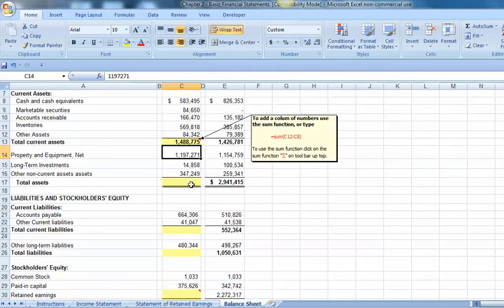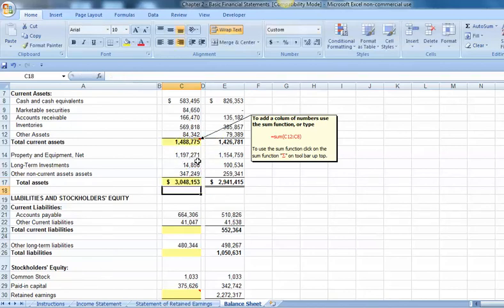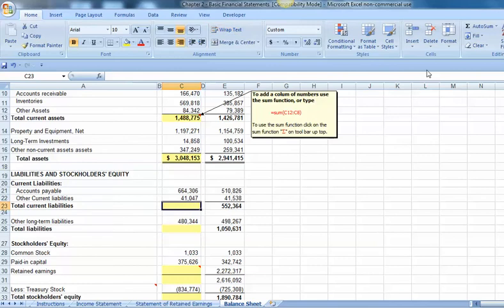Our total assets, let's use the sum function. This time it didn't pick up all the cells we want. We want to make sure we pick up the one above it. Hit enter. Current liabilities, again, we can use the sum function, or we could just simply equals other current liabilities plus our accounts payable. Our total liabilities will be our long-term liabilities plus our total current liabilities.